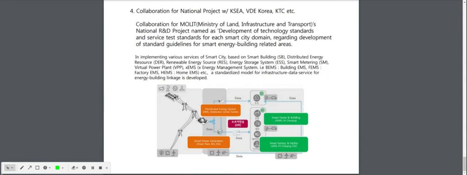In implementing various services of the smart city based on smart building, distributed energy resources, renewable energy sources, energy storage systems, smart metering, virtual power plants, energy management systems, etc., this is a standardized model for infrastructure data service for energy building linkage that should be developed during this joint R&D project. This is still ongoing, and I hope it makes a better background for this kind of standard research, including KNX in Korea.